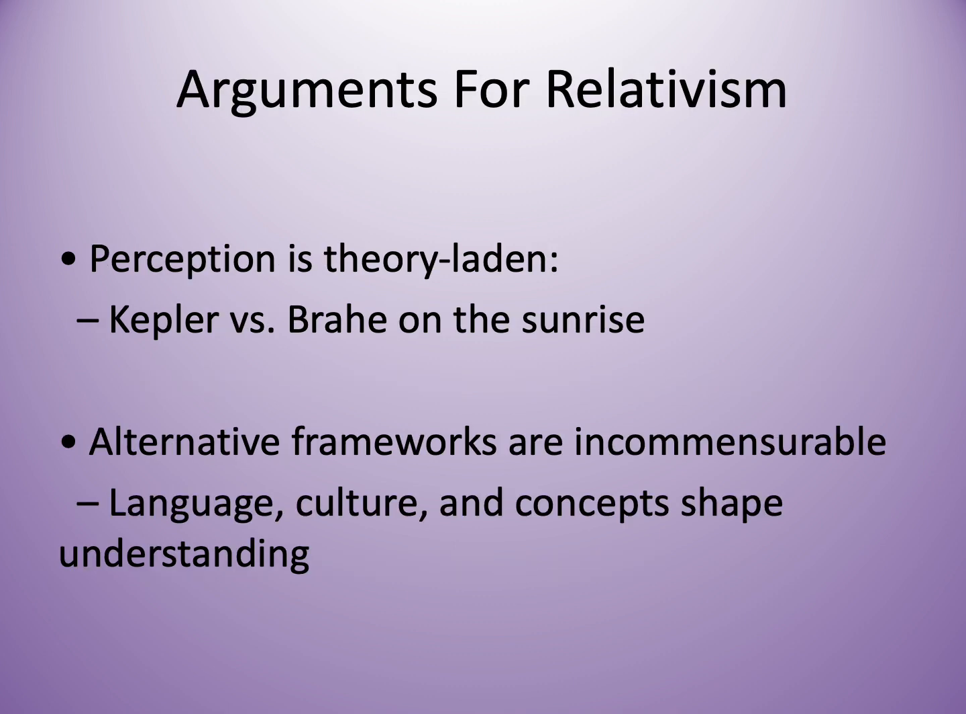Arguments for relativism. Supporters of relativism often point to the idea that perception is theory-laden. What we see depends in part on what we already believe. Kleinman, citing Hanson, gives the example of two astronomers observing a sunrise. Tycho Brahe, who supported a geocentric model, saw the sun moving around the Earth. Johannes Kepler, who supported a heliocentric system, interpreted the same event as the Earth rotating while the sun remained still. They observed the same phenomenon, but because of their different theoretical frameworks, they perceived it differently. This supports the relativist view that perception is shaped by prior beliefs.